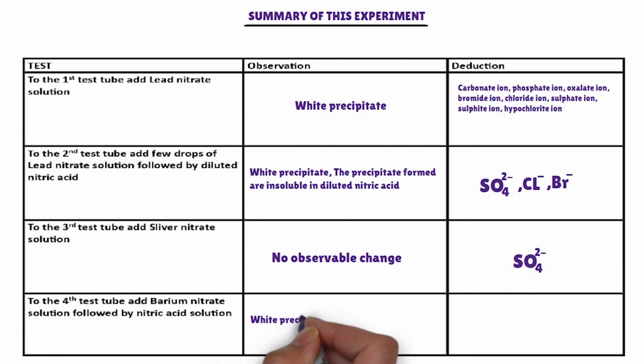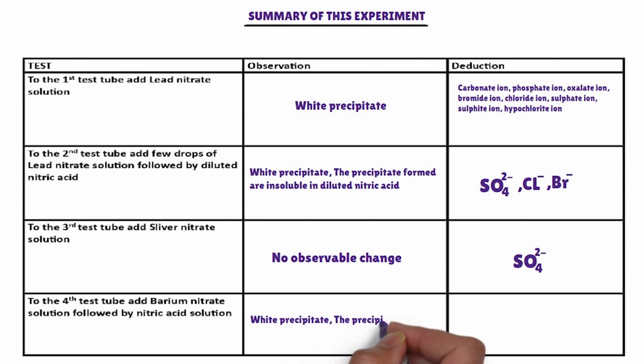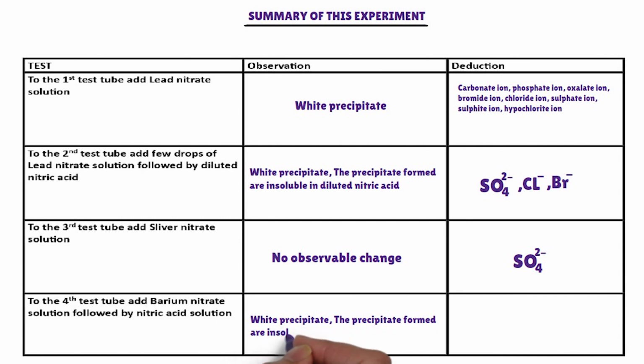Confirmatory test. In fourth test tube, barium nitrate solution is added. The anions that form white precipitate with barium nitrate, and the precipitate formed is insoluble in nitric acid, the anion is sulphate ion. Sulphate ion is confirmed. The anion present in the salt is sulphate ion.